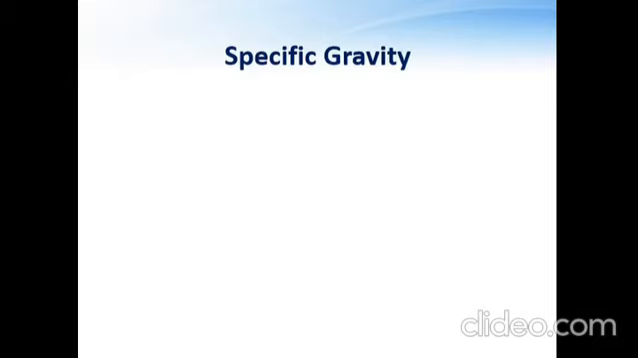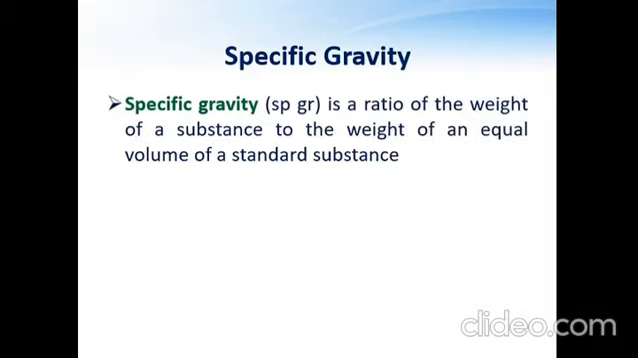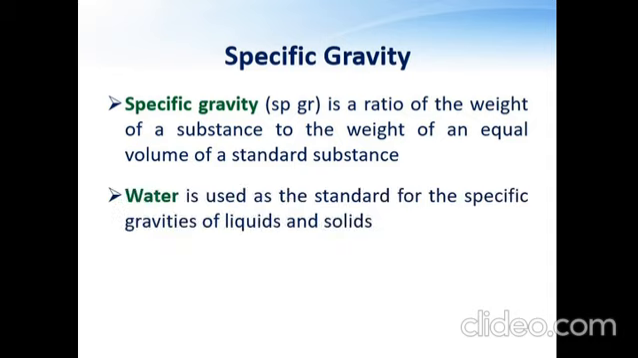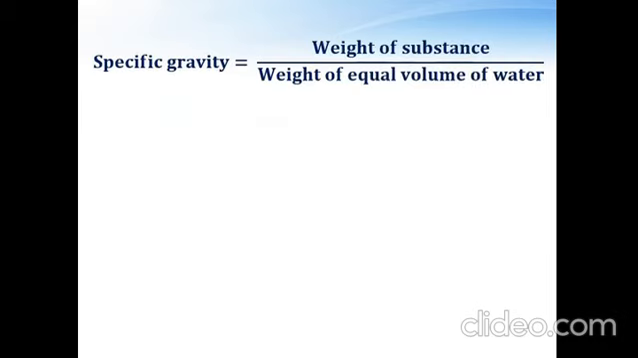Another term, specific gravity. Specific gravity is a ratio of the weight of a substance to the weight of an equal volume of a standard substance. Water is used as the standard for the specific gravities of liquids and solids. Okay, water is the standard. And hydrogen is used as a standard gas. Let's look at the equation. Specific gravity is the weight of substance divided by the weight of equal volume of water.